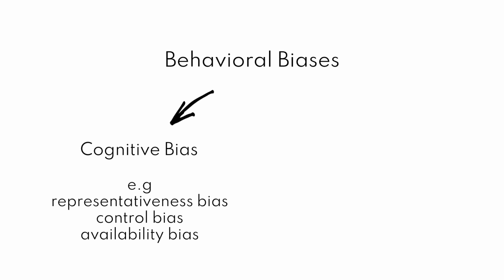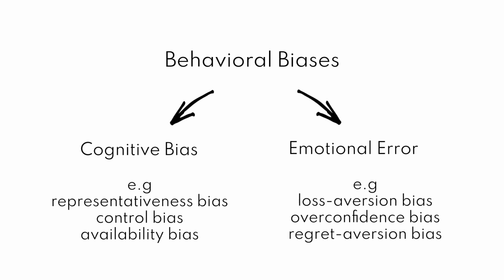The other type is emotional error. As the name explains itself, these biases result from emotions or impulses, rather than objective reasoning. One example is loss aversion, where investors hold on to stocks when prices drop. They may also sell stocks when prices go up in order to lock in gains.